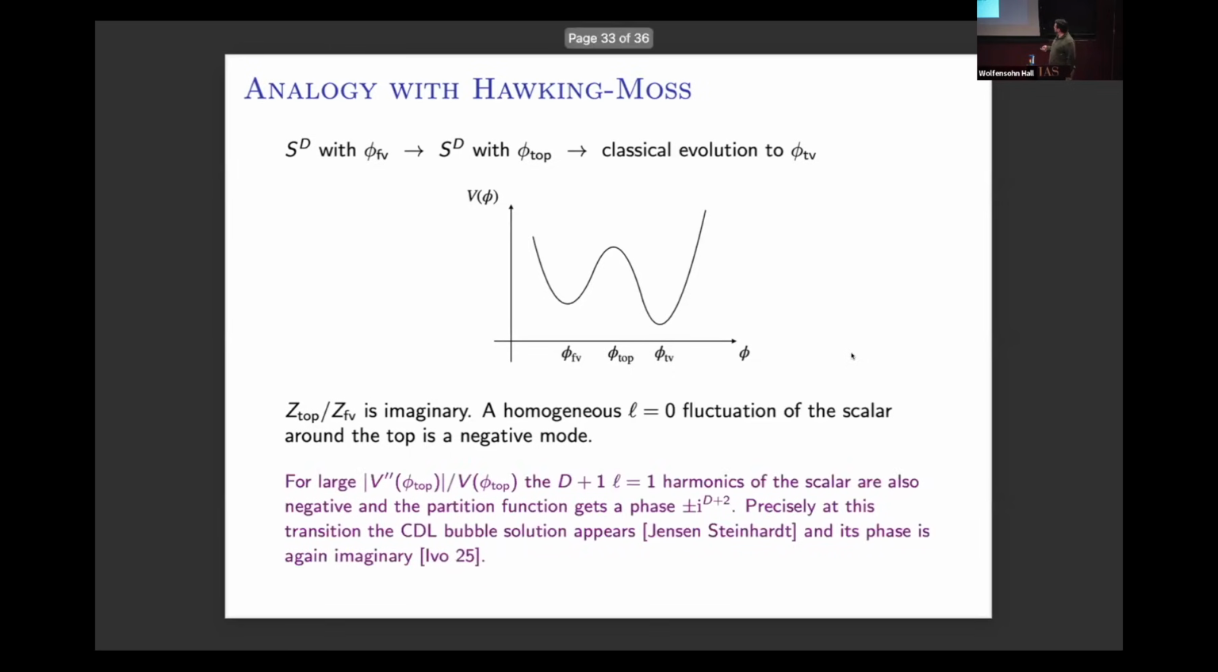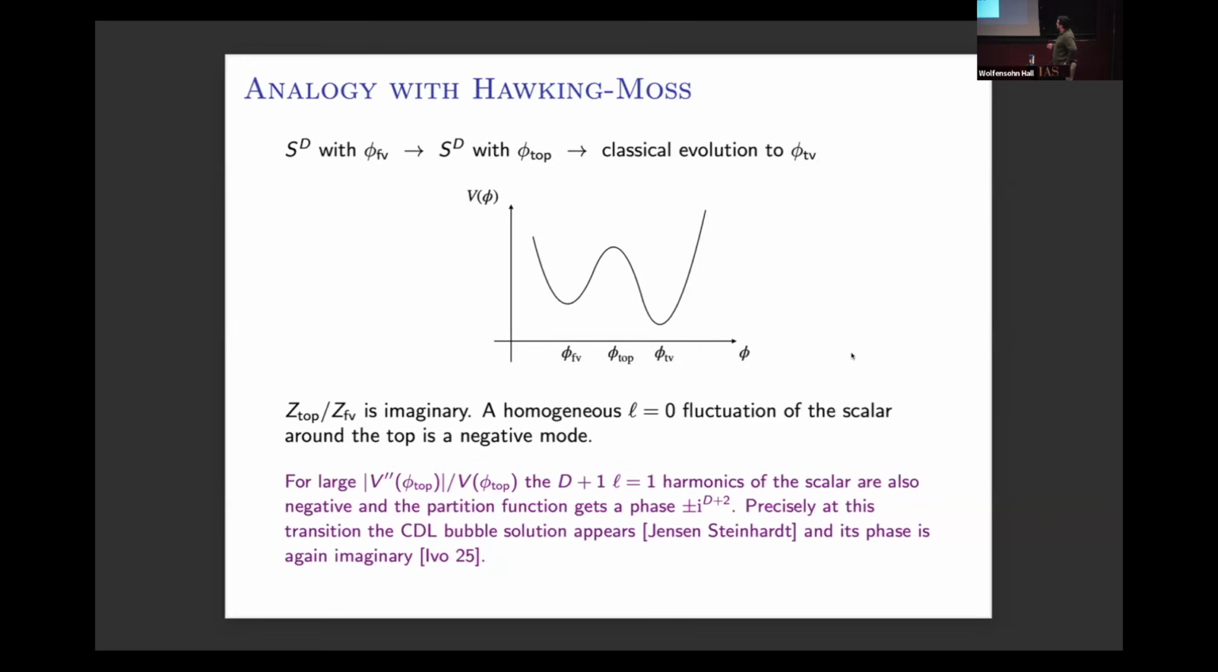One more comment I wanted to make just for fun about this analogy is that if the curvature of this potential becomes very large, then there is more than one negative mode. There are d+1, because the L=1 harmonic can become negative as well. So the phase would be i to the d+2, just like the sphere one. So that might make you worry, now I'm back in the Hawking-Moss context, that the vacuum decay interpretation doesn't work.